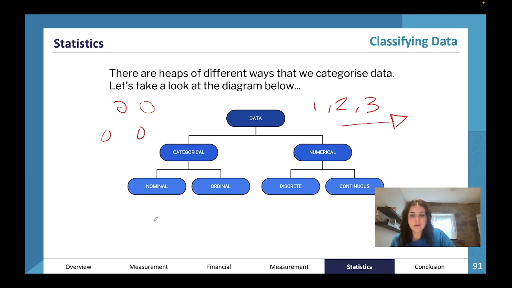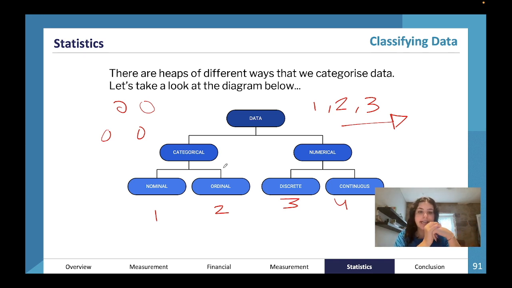Then we go further down. So we end up with four different categories. Nominal categorical is when there are just different categories. So red car, blue car, green car, white car. Ordinal would be if there were categories that go in order. So say it's your grade, A, B, C, D, E. There's an order to those.